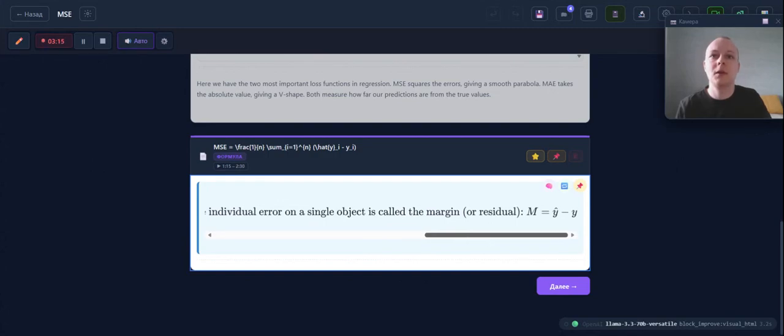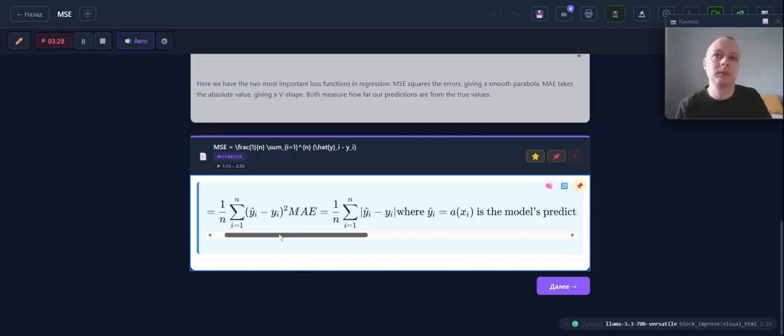Another way we call a single object's error is a margin or residual. These are also very common terms used in machine learning, so be familiar with them.